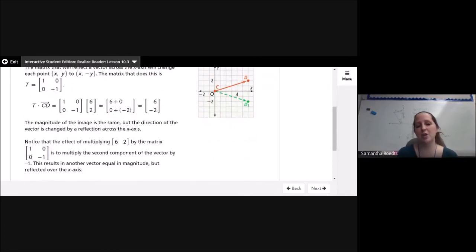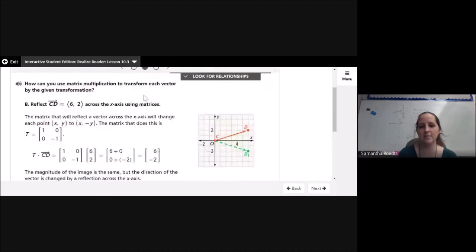The magnitude of the image is the same, but the direction of the vector is changed by reflection across the x-axis. Notice that the effect of multiplying 6, 2 by the matrix 1, 0, 0, -1 is to multiply the second component of the vector by -1. This results in another vector equal in magnitude, but reflected over the x-axis.